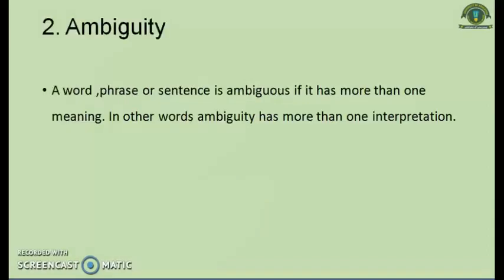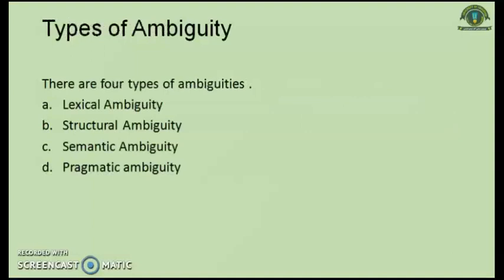Now I will discuss ambiguity. A word, phrase, or sentence is considered ambiguous if it has more than one meaning. It means that ambiguity is the use of words that allow alternative interpretations. There are 4 types of ambiguities, also known as language ambiguities: lexical ambiguity, structural ambiguity, semantic ambiguity, and pragmatic ambiguity. Here I will discuss all these ambiguities one by one.